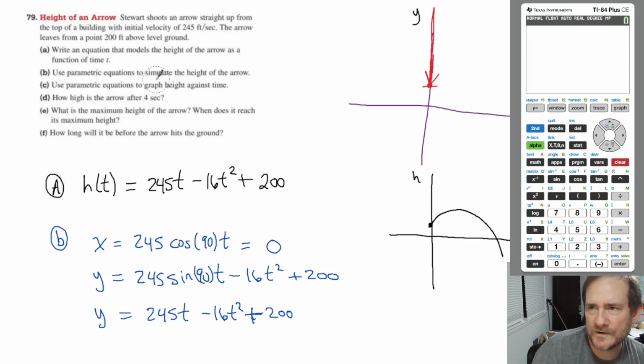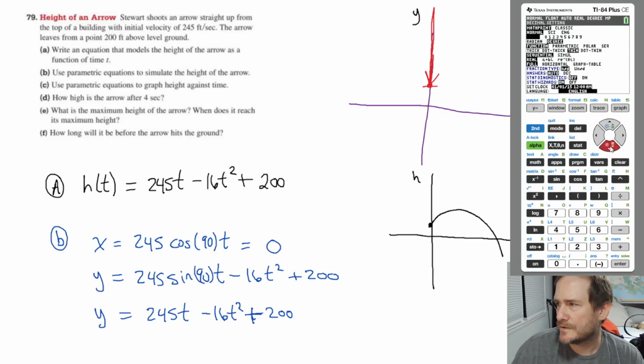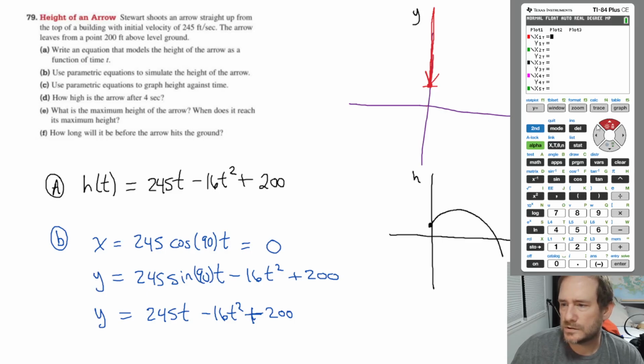C says use parametric equations to graph height against time. Okay, we've got a calculator, so let's just plug into it. We make sure that we're in parametric mode. We go to y equals. I got a bunch of crud in here. Use parametric equations to graph height against time.